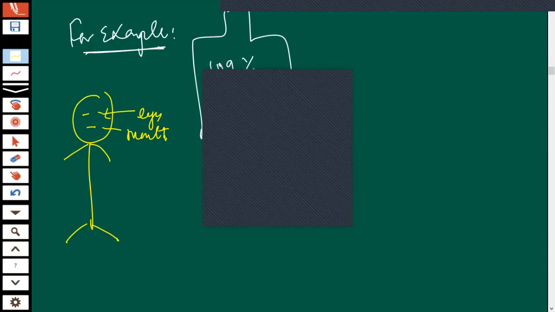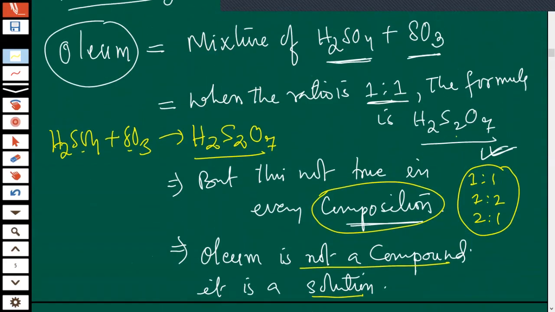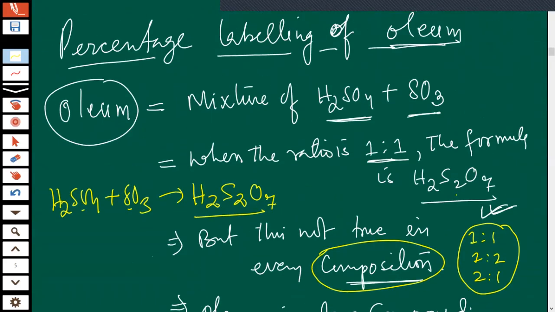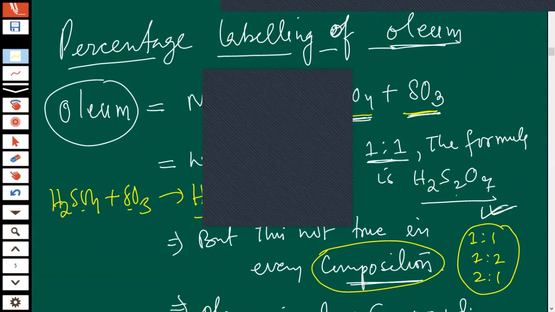Harsh is saying you are not paying attention. What is oleum? See, it is mentioned here. Oleum is a mixture of H2SO4 and sulfur trioxide. Oleum is a mixture of H2SO4 and SO3. This is the definition. You got the point? Right. Pay attention.